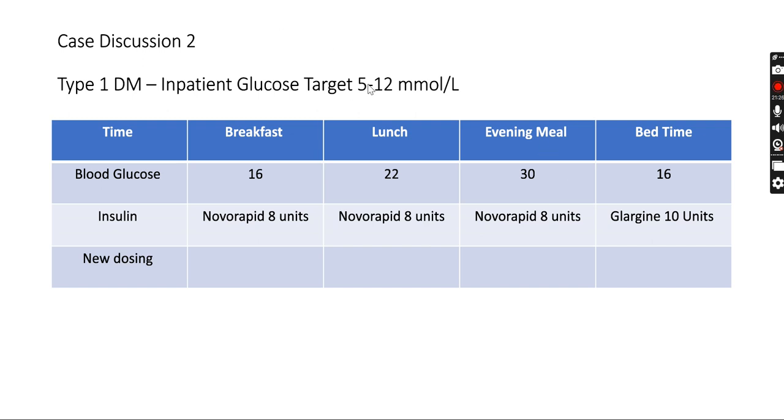Evening meal: 30 minus target 12, you have to find another additional 18 millimole of glucose. So you need to top up 9 units of insulin. So it's going to make 17 units with the evening meal. So the new regime will be 8 plus 2, then 8 plus 5, 13, 8 plus 9, 17. Here, 16 minus 12, equivalent to 4 millimole. So you need 2 units of insulin to be topped up. So make it glargine 12. So the new treatment is going to be 10, 13, 17, 12.